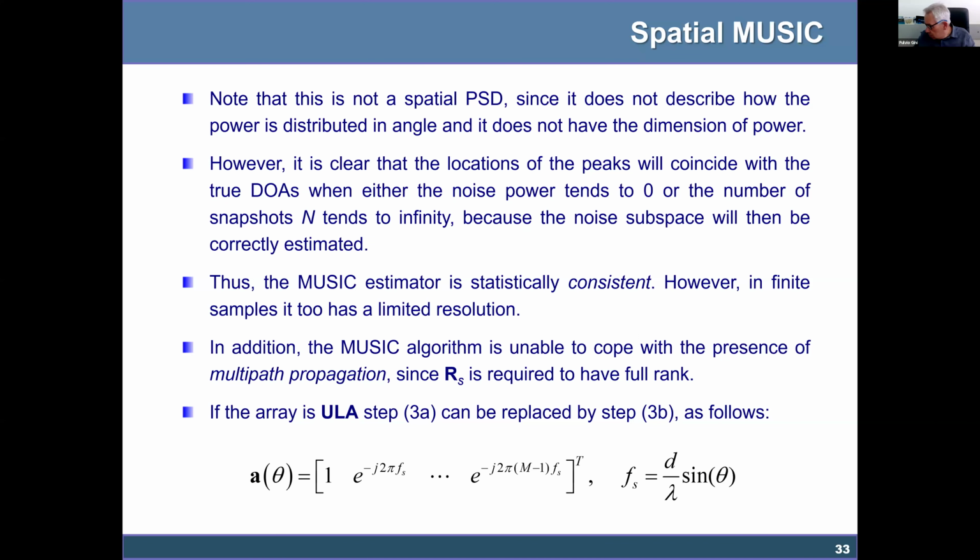So when is it okay? It can be proved that this method is consistent, because when the number of snapshots tends to infinity, the matrix is perfectly estimated. So G hat tends to the true G, and so the positions of the peaks in the pseudo spectrum are exactly equal to the true directions of arrival. So MUSIC, it has been proved, is a consistent estimator.